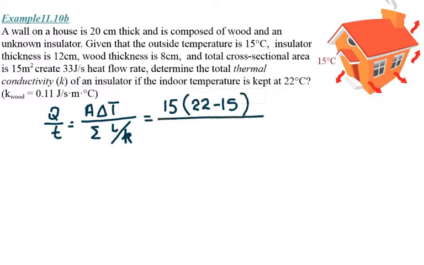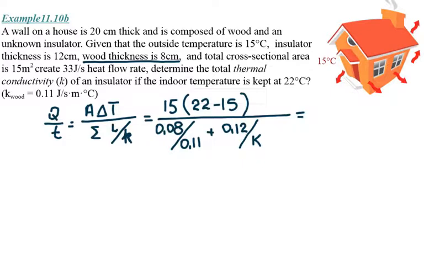And then I have all the thicknesses. The first one is wood, and it is 8 centimeters thick, so 0.08. The thermal conductivity of wood is 0.11. Then the unknown insulator is 12 centimeters, so that's 0.12, and we do not know its thermal conductivity. That's the one that we have to find. And all of that is equal to the heat flow rate, which is given as 33 joules per second. So now from here I can solve for K.